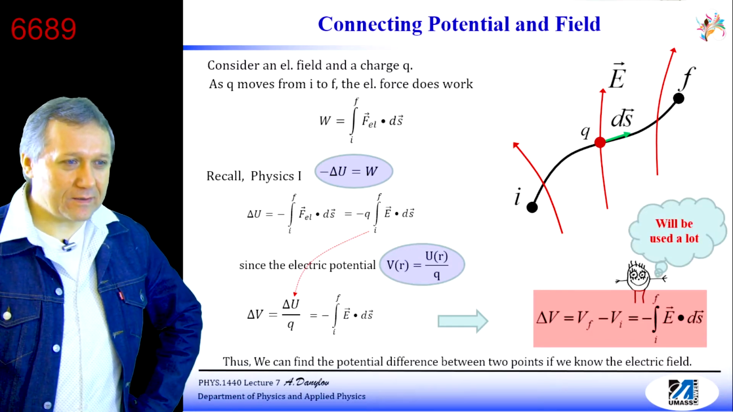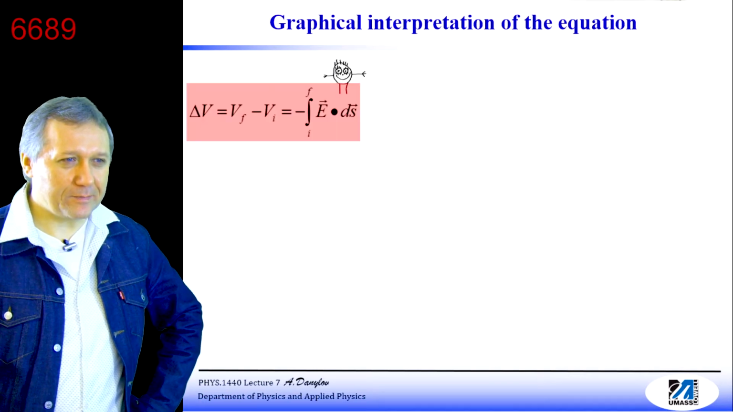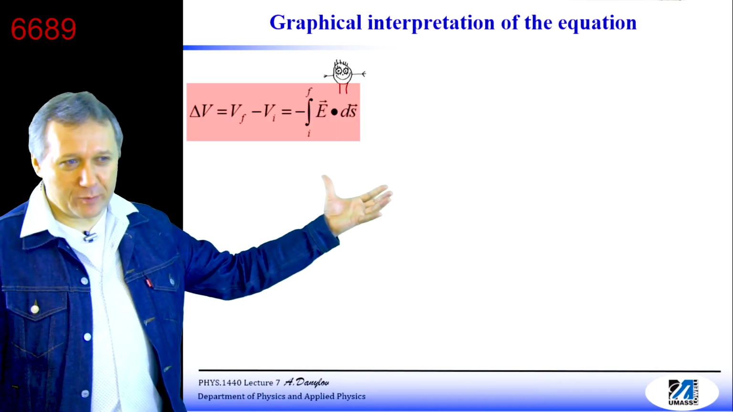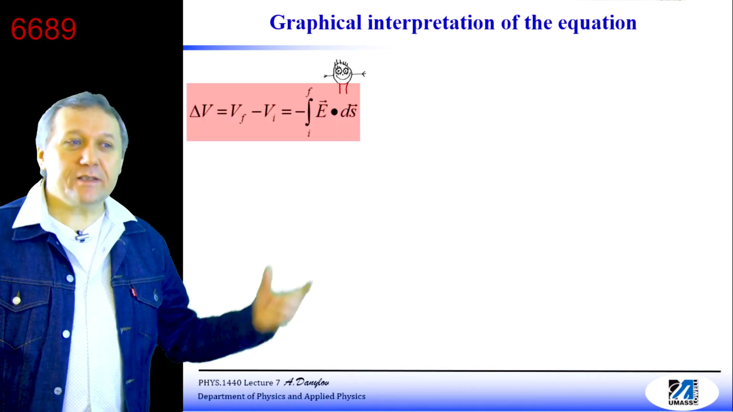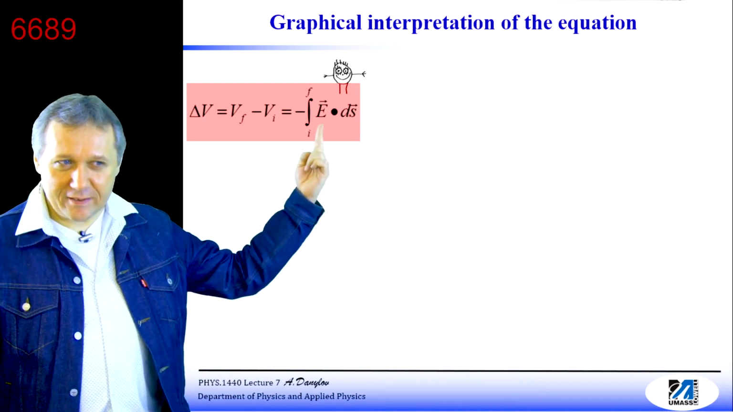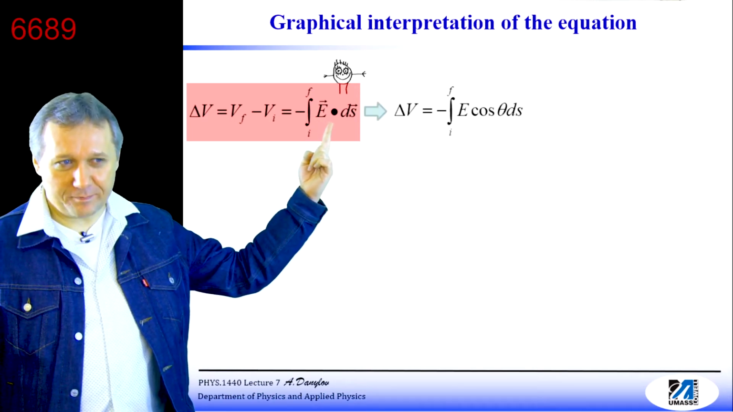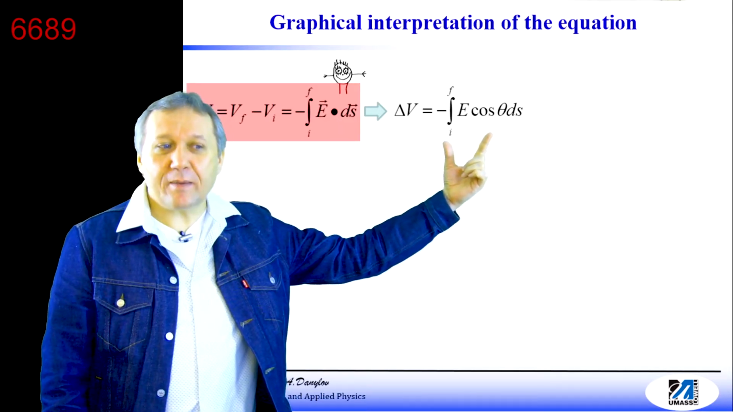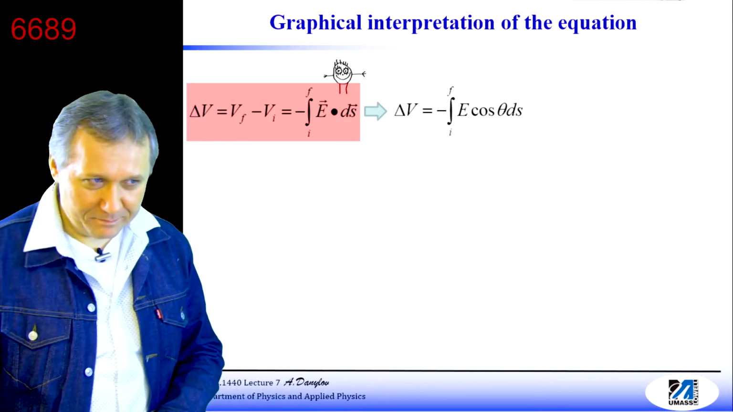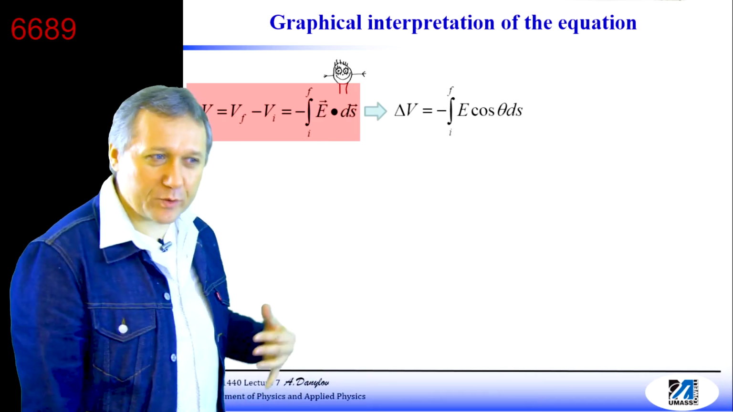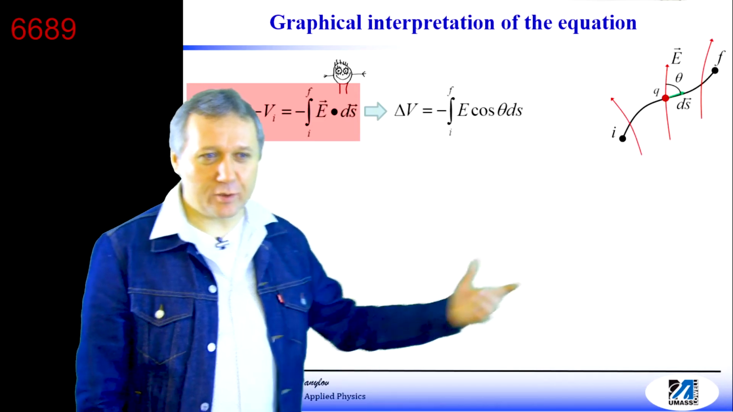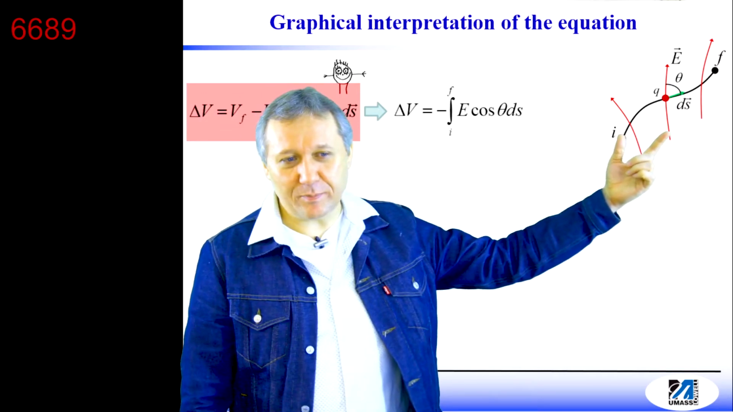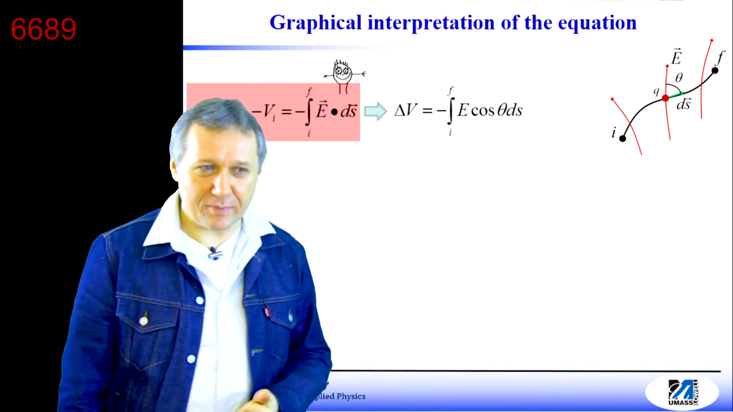All right, so this is the formula which we just derived, right? Let's write explicitly this integrand E dot ds. Of course, it will be E ds times cosine of the angle between them. Right? Okay, let me restore the picture from the previous slide. So this is the picture from the previous slide. I just copied and pasted.